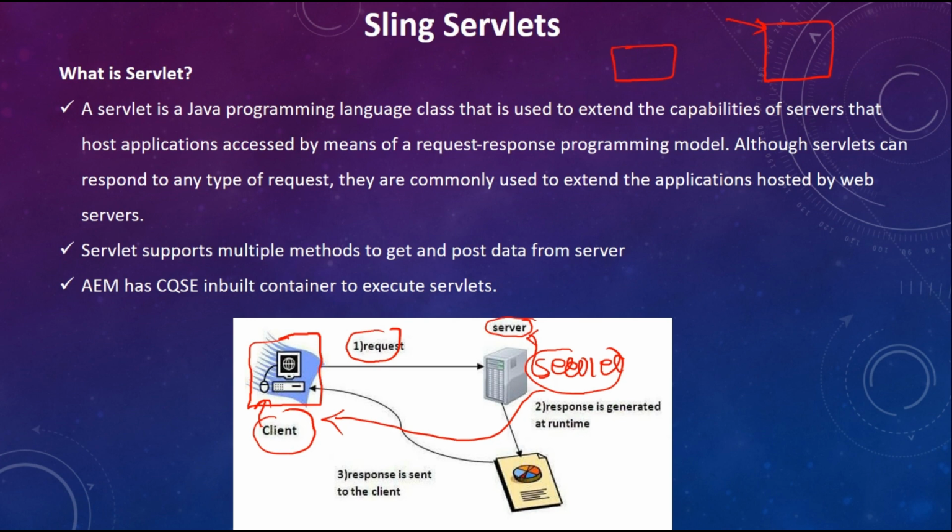But before servers, we had CGI, common gateway interface. At that time it was returning only static data, static content. That means whenever you send a request multiple times, you get the same response. If it is the home page, every time you will get the home page only. The images and videos don't change. So this is not good, and for that we are using the concept of servlet.